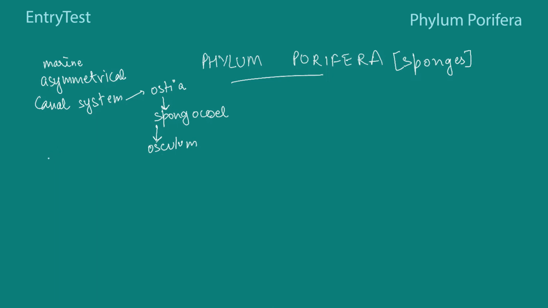Then there are some collar cells that are also known as choanocytes. What these collar cells do is they line the spongiocele and the canals. Digestion in this case is intracellular, that means within each cell. And the body is supported by a skeleton made up of spicules or spongin fibers.